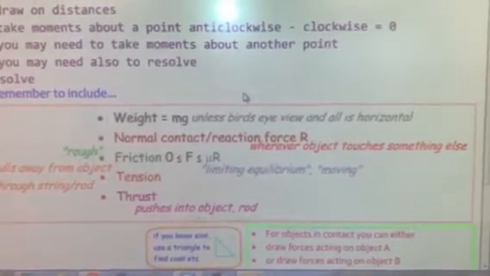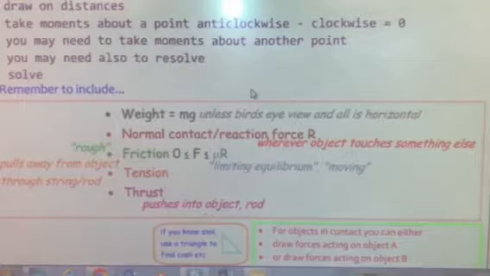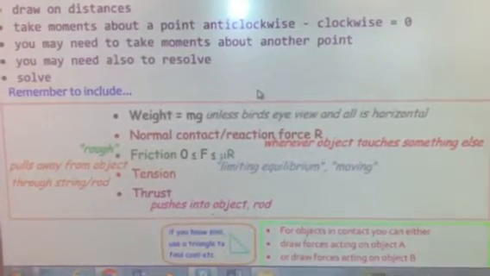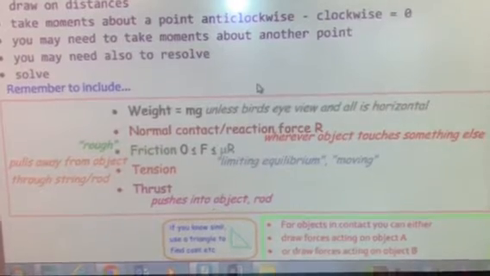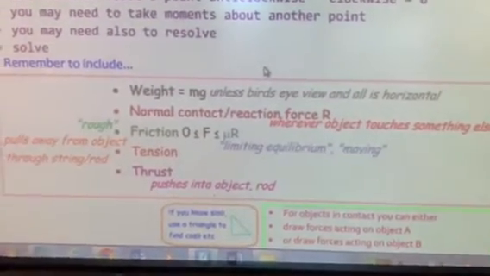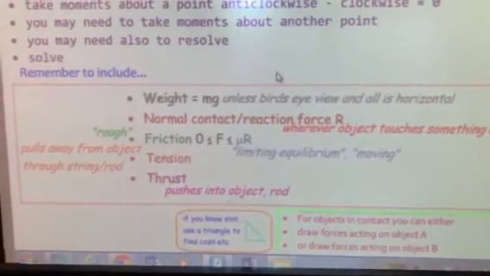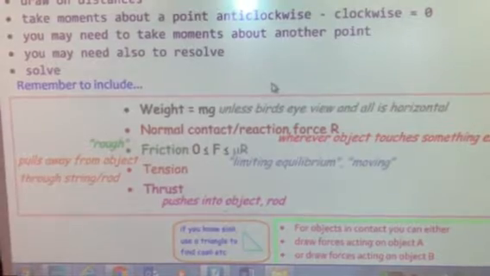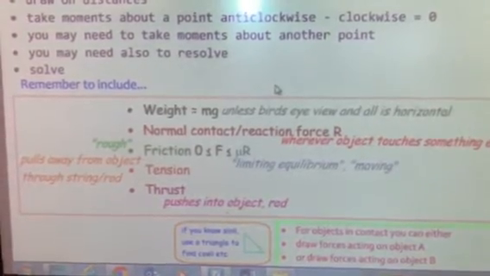Okay, and that's if the question mentions rough surface or rough floor or whatever it is. So if you find the word rough in the question, you need to include friction. Friction does not have to equal mu R, it only equals mu R if you're moving or you're in limiting equilibrium or on the point of moving. Okay, otherwise friction is 0 up to that value.